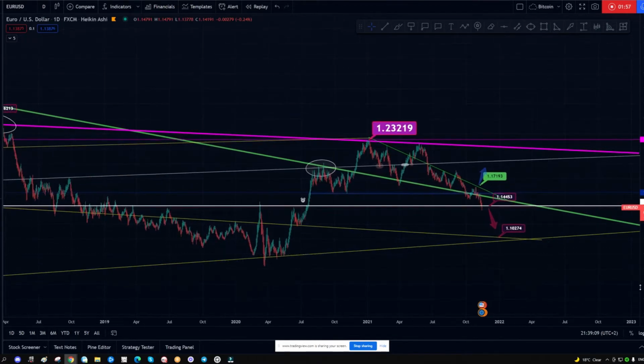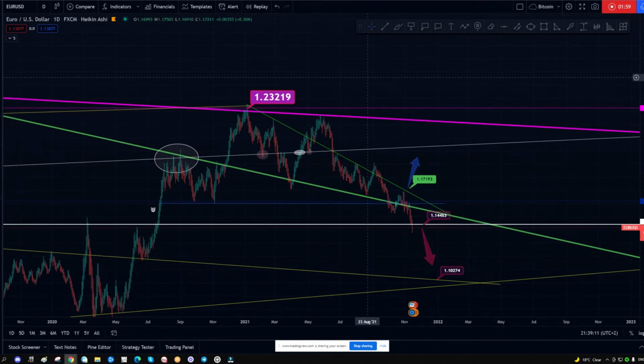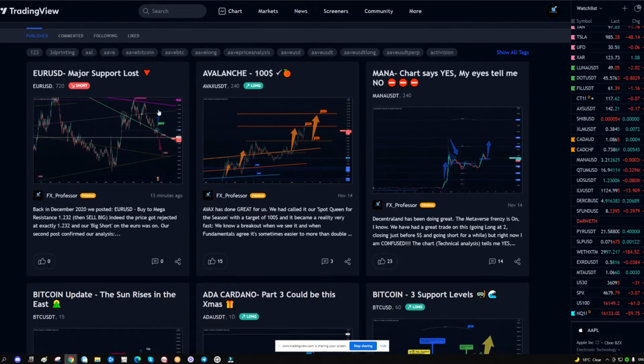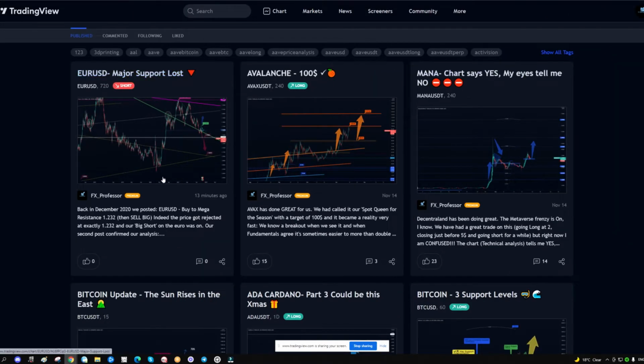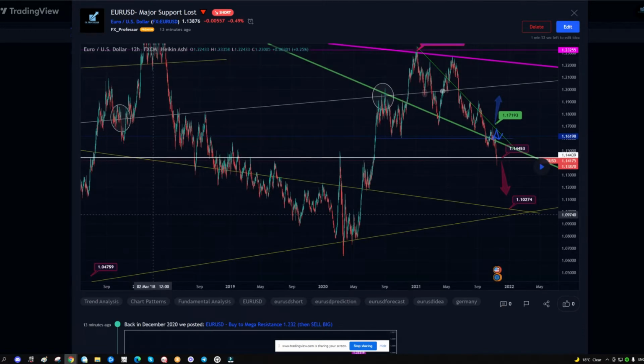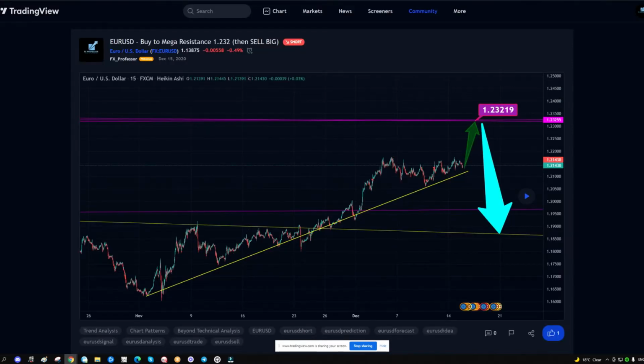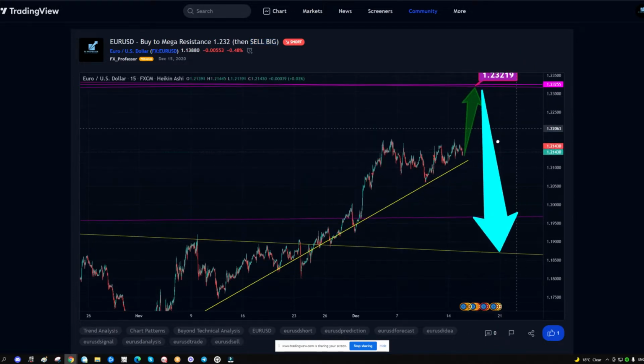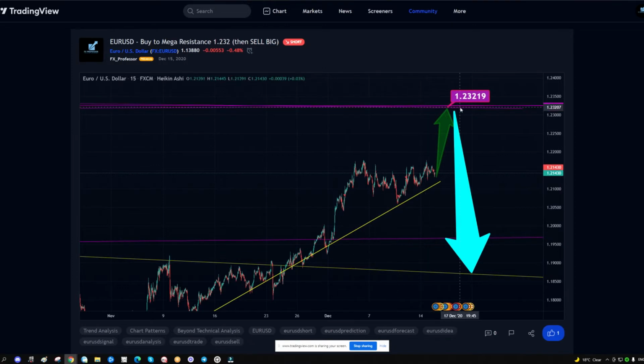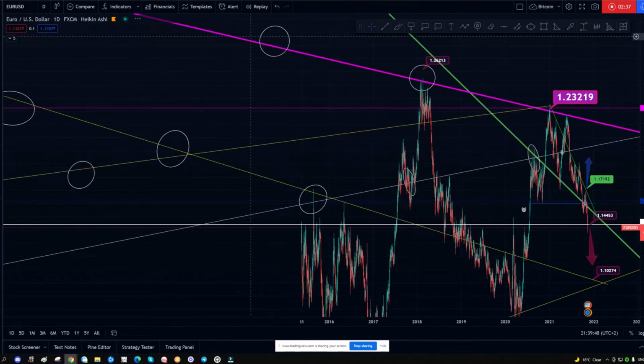All right. So let's take things chronologically and try to examine this. This is a post from today, major support lost, and in here I give you all the previous posts. So I will start from EURUSD buy to mega resistance 1.232, then sell big. Okay, if I click on play, it doesn't load, but 1.232, and yes, you will see this level on the chart that I post.